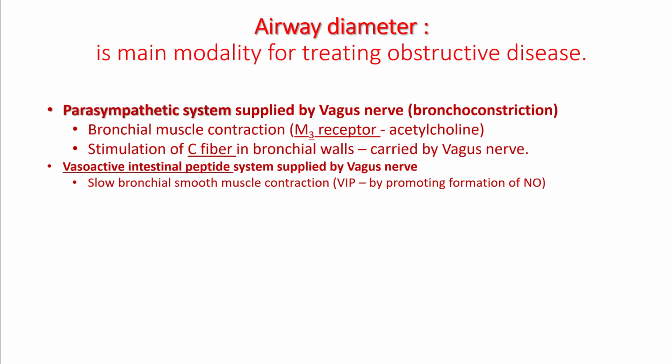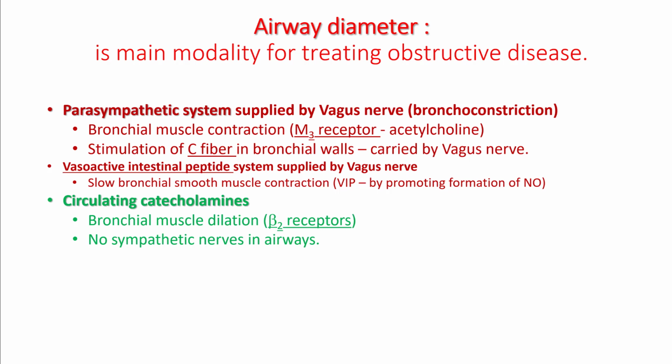The lung is supplied by the parasympathetic system, supplied by the vagus nerve, and this causes bronchoconstriction both by the muscarinic type 3 receptors, which are sensitive to acetylcholine. Stimulation of C fibers in the bronchial walls is also carried by the vagus nerve. There is an alternate system of vasoactive intestinal peptide, which is a slower system but can cause smooth muscle contraction. Lungs do not have any sympathetic nerves and only respond to circulating catecholamines. They do have beta-2 receptors which cause bronchial muscle dilatation.